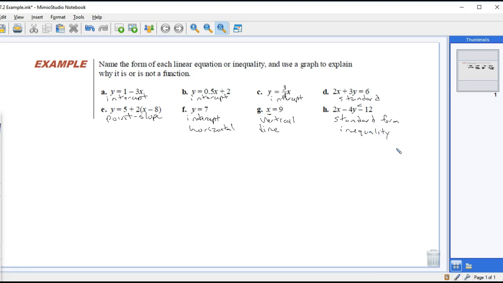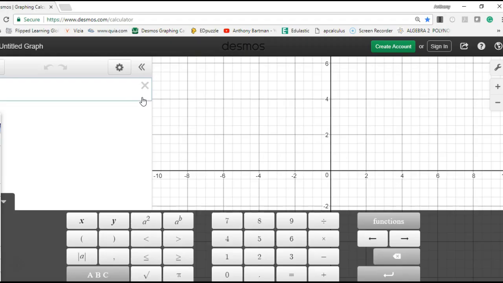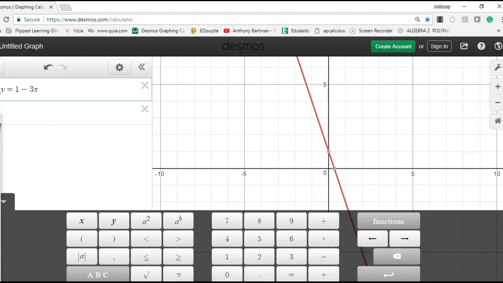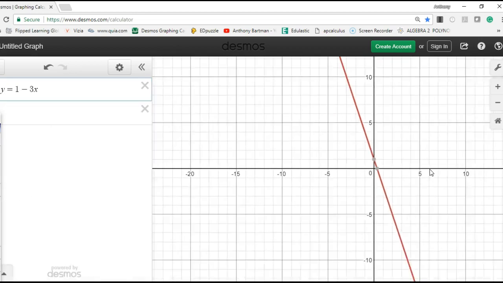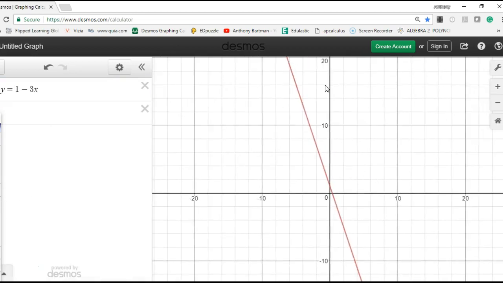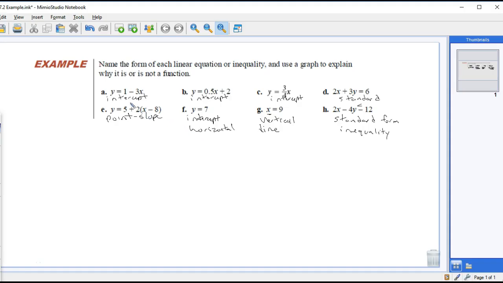Alright, so what we're going to do is jump over to Desmos here. We're going to graph each one and use the graph to explain whether it is or is not a function. So the first one is y equals 1 minus 3x. If we look at this, it's a line, so does it pass the vertical line test? It certainly does. So the first one is a function.